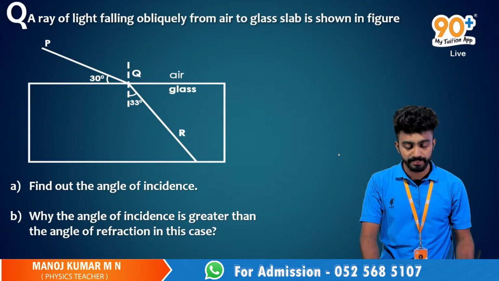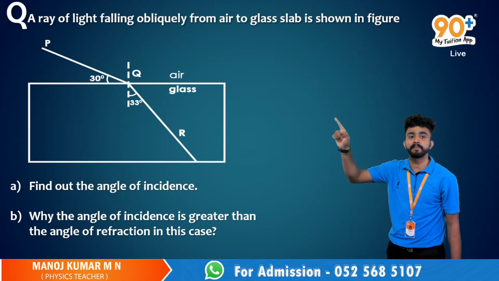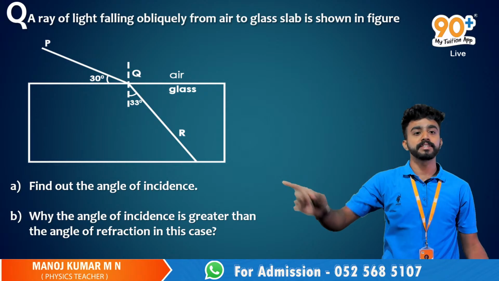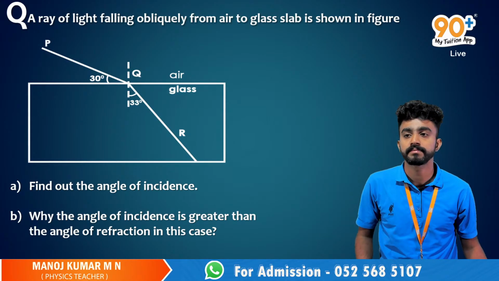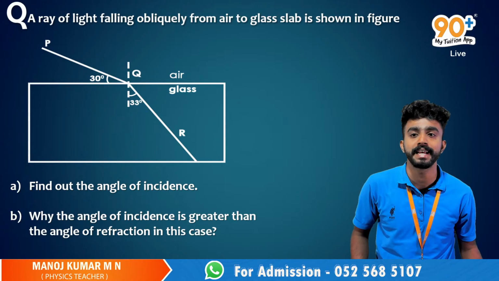Let's go ahead. A ray of light falling obliquely from air to a glass slab is shown in the figure. Find out the angle of incidence. Who will be giving me the answer?